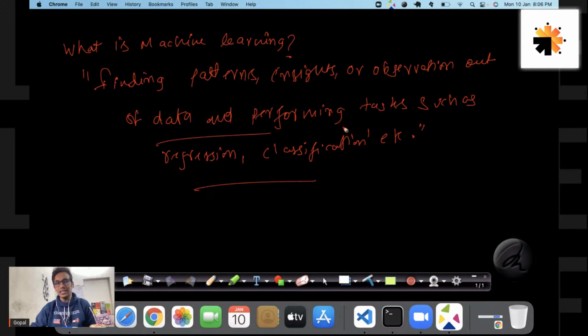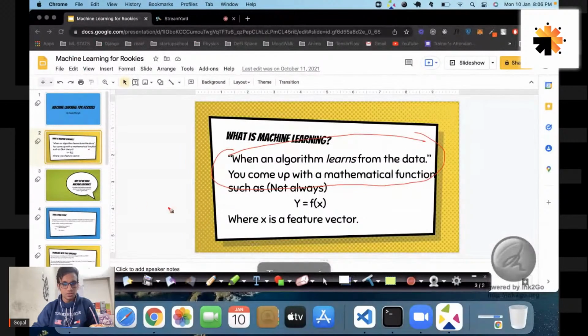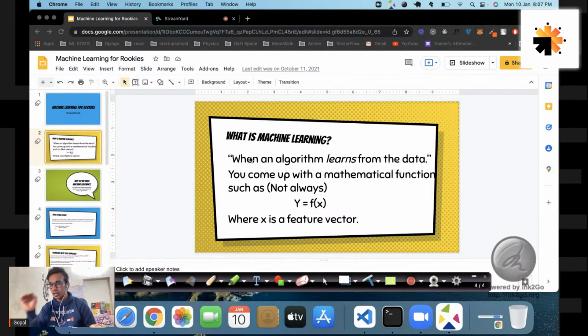But how exactly do we do that? That's the question. So coming back to our definition, machine learning is when an algorithm learns from the data. I will give you a better example of how exactly it learns from the data, but right now just take my word for it. I will come back to the very example to show how this statement makes sense.